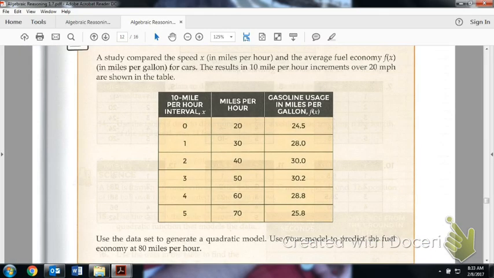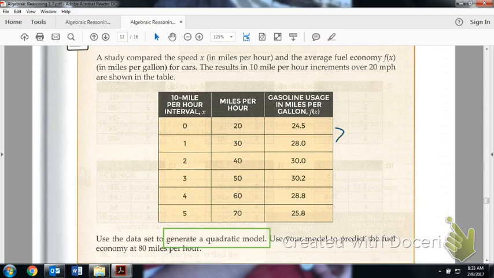All right, so for the you try it, it says a study compared the speed to the average fuel economy for cars. The results in 10 mile per hour increments over 20 miles are shown in the table. Use the data to generate a quadratic model and then predict the fuel economy at 80 miles per hour. So they say generate a quadratic model. This is not, hey, figure out what kind it is. This is take the data and make it into a quadratic. So that's what we're going to do. You're going to have to average that second difference. So first things first, find your first differences, find your second differences.